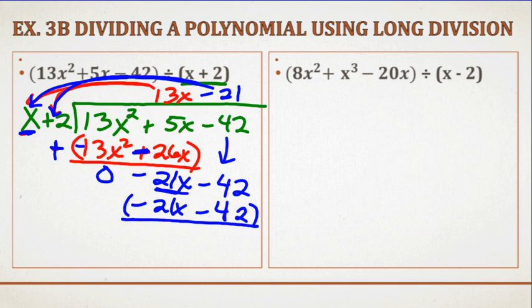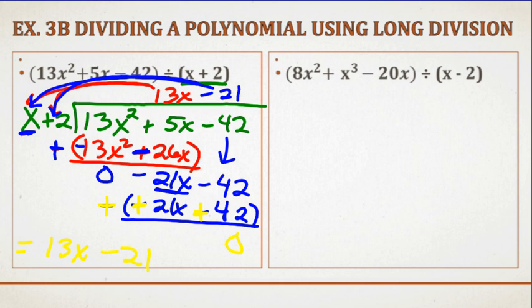Now I need to subtract all of this. When I subtract all of those, all I'm going to do is make this a plus, change all the signs inside here. So now I have negative 21x plus 21x is 0. Negative 42 plus 42 is 0. So my answer ends up being 13x minus 21.